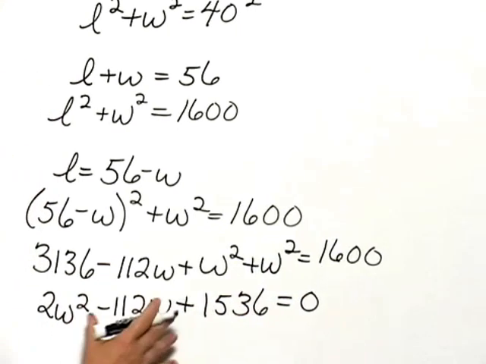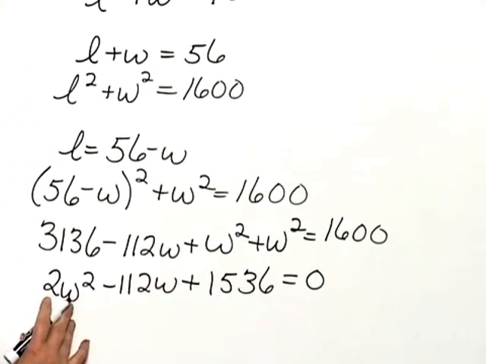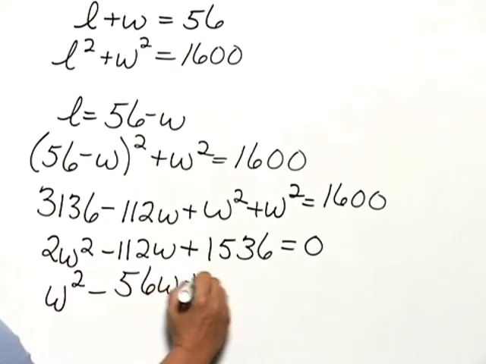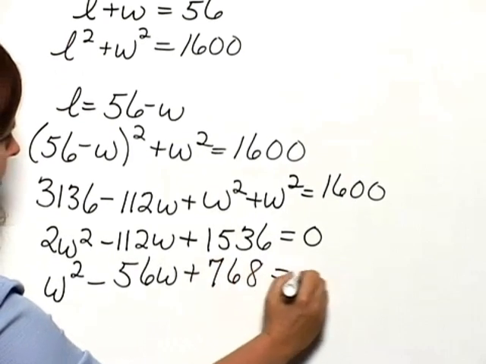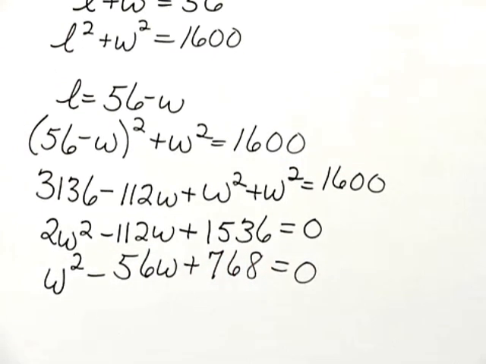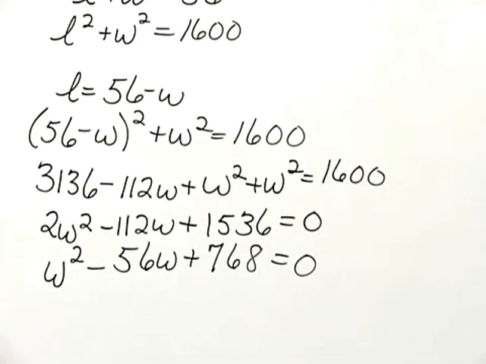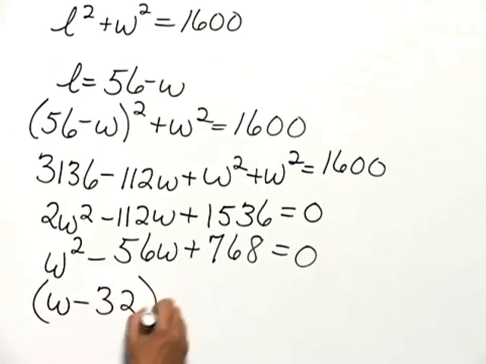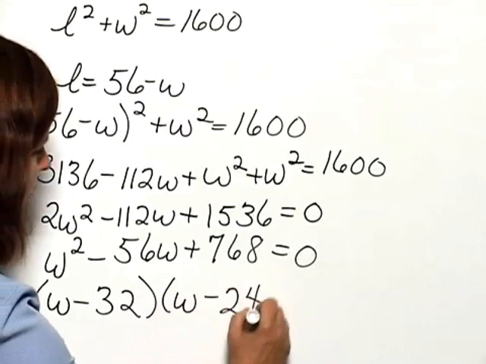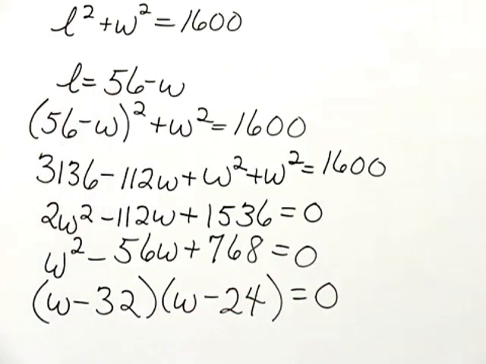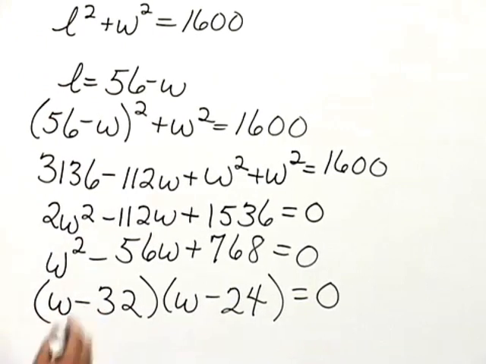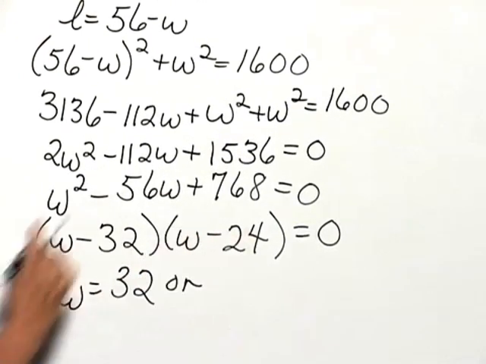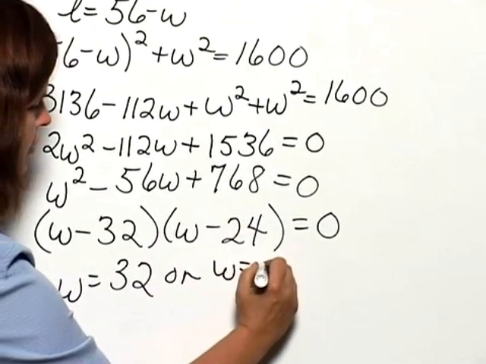Now we could factor here. Let's go ahead and divide everything by 2 again to make our numbers a little smaller. We have W squared minus 56W plus 768 equals 0. And this does factor. It might not be obvious how it factors, so you could solve it using the quadratic formula. It factors into (W minus 32) times (W minus 24), and that equals 0. Now if W minus 32 is 0, we would have W equals 32, or if W minus 24 is 0, we would have W equals 24.